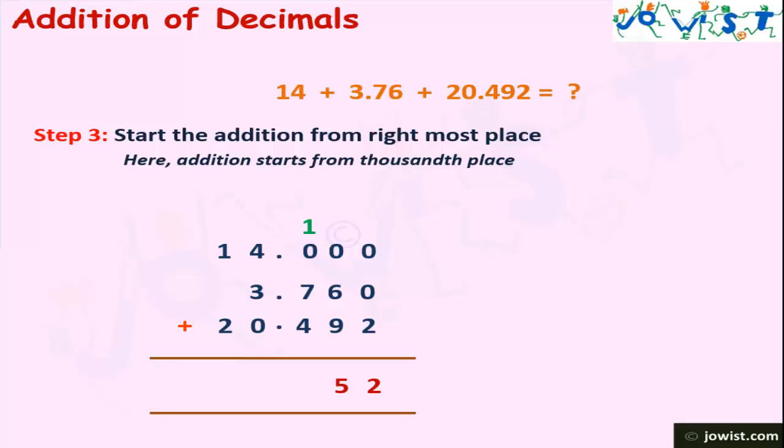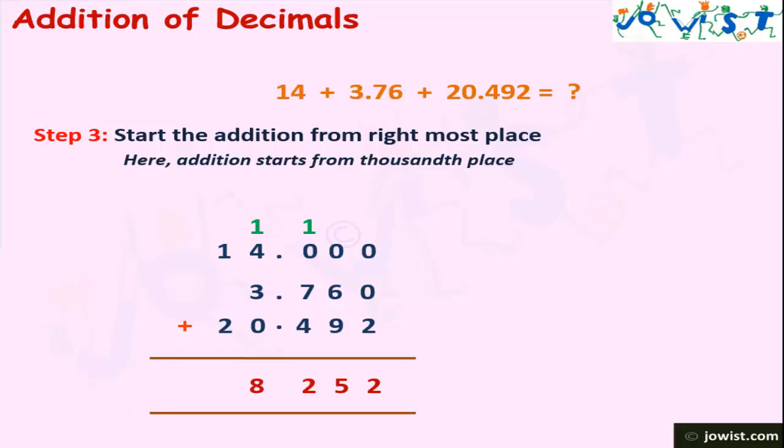Next addition will be of 10th place. 1 plus 0 plus 7 plus 4. The result is 12. Again 2 will be written in the result and 1 will be carried over to the ones place. We will add the digits in the ones place. 1 plus 4 plus 3 plus 0. The result is 8. 8 will be written in the ones place.